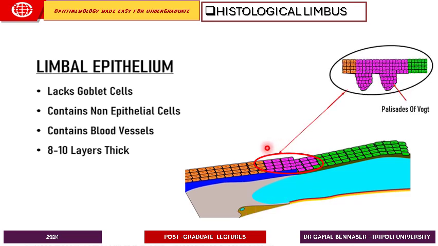So you can see this is the transitional zone, where the conjunctival epithelium is arranged in palisades known as the palisades of Vogt, and this is the main source of the stem cells that we explained before, which contribute to the cell cycle and the repair of the corneal epithelium.